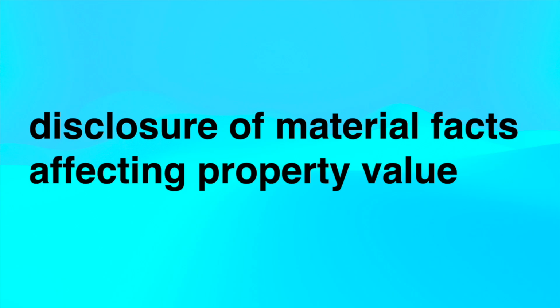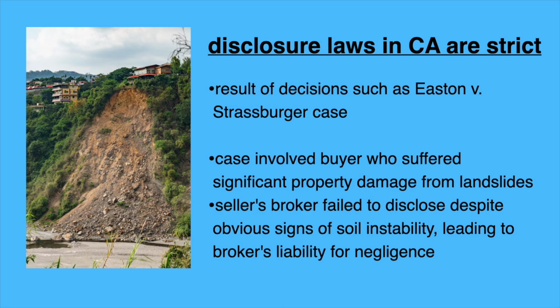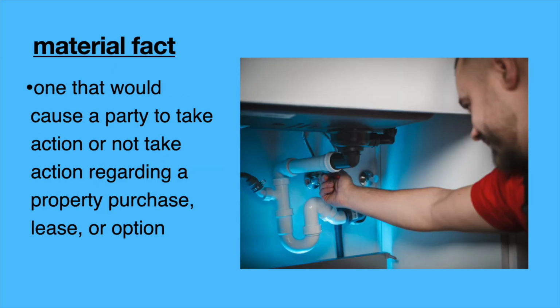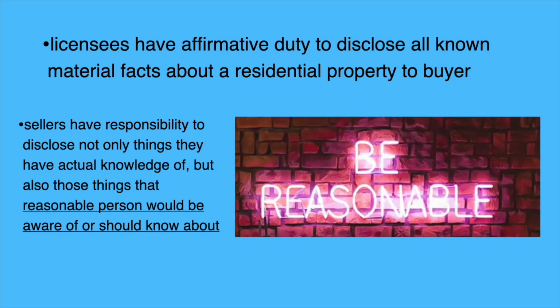Disclosure of material facts affecting property value. Disclosure laws in California, as a result of decisions such as in the Easton versus Strasburger case, are strict. Licensees must know the appropriate disclosure requirements, provide the proper disclosure forms to buyers, and make sure those forms are correctly completed. A material fact is one that would cause a party to take action or not take action regarding a property purchase, lease, or option.